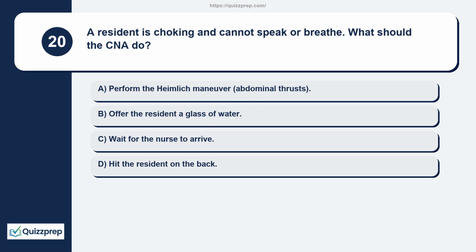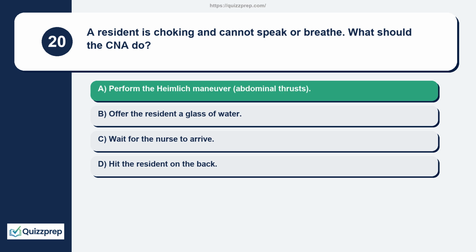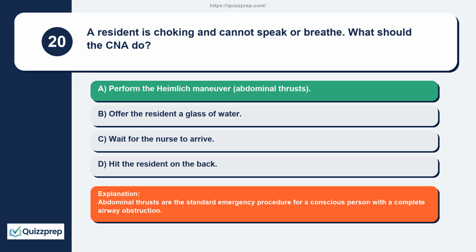Question 20. A resident is choking and cannot speak or breathe. What should the CNA do? Perform the Heimlich maneuver, abdominal thrusts. Offer the resident a glass of water. Wait for the nurse to arrive. Hit the resident on the back. Abdominal thrusts are the standard emergency procedure for a conscious person with a complete airway obstruction.